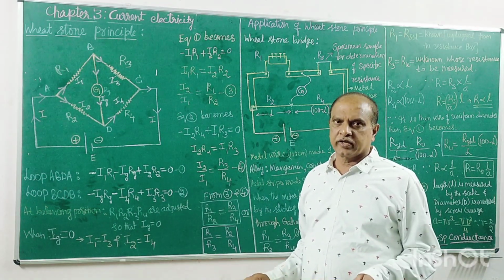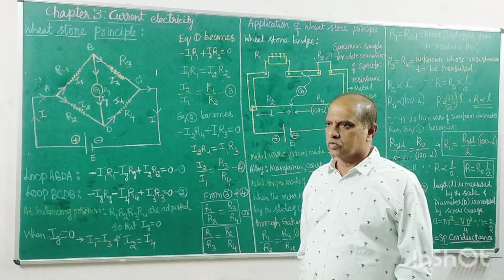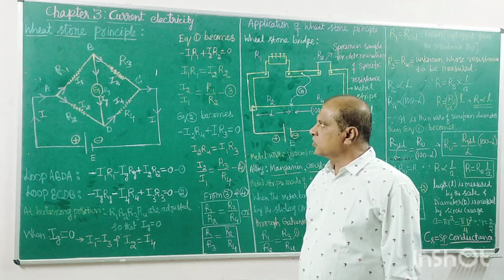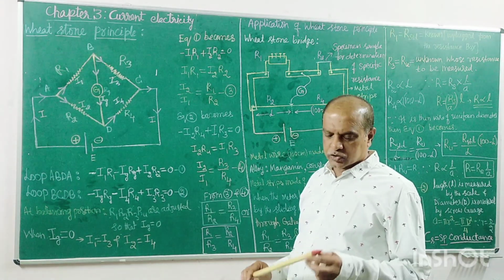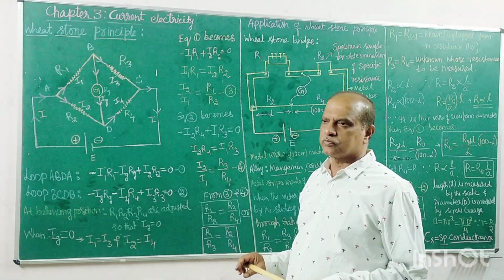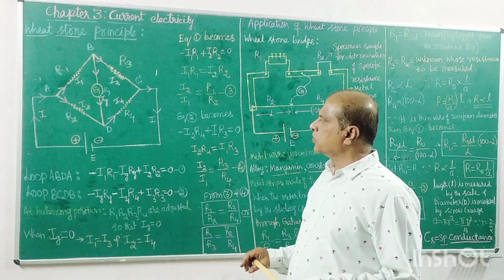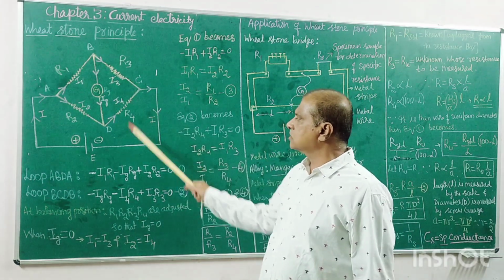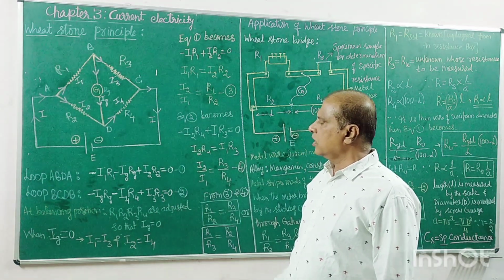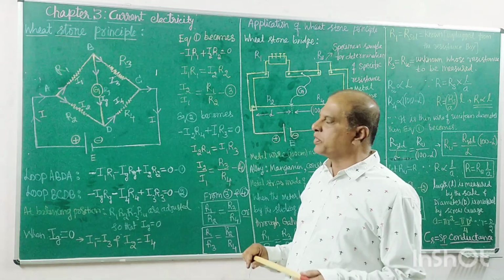Principle and its application. This circuit is known as the Wheatstone circuit. It is a circuit of 4 resistors in the quadrilateral arrangement.